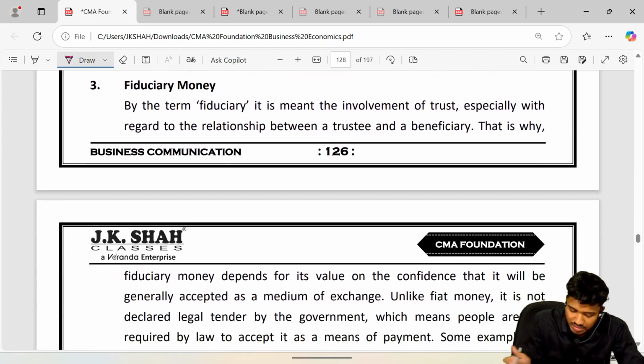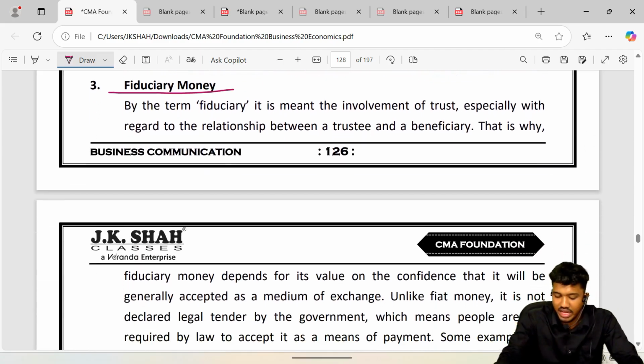Next, that way. Fiduciary money. Now guys, what is fiduciary money? Fiduciary money is basically not something which is called a fiat money. It is not a legal tender altogether. However, dealing in fiduciary money is not illegal. Fiduciary money is the money which is paid or given on the basis of a trust relationship.